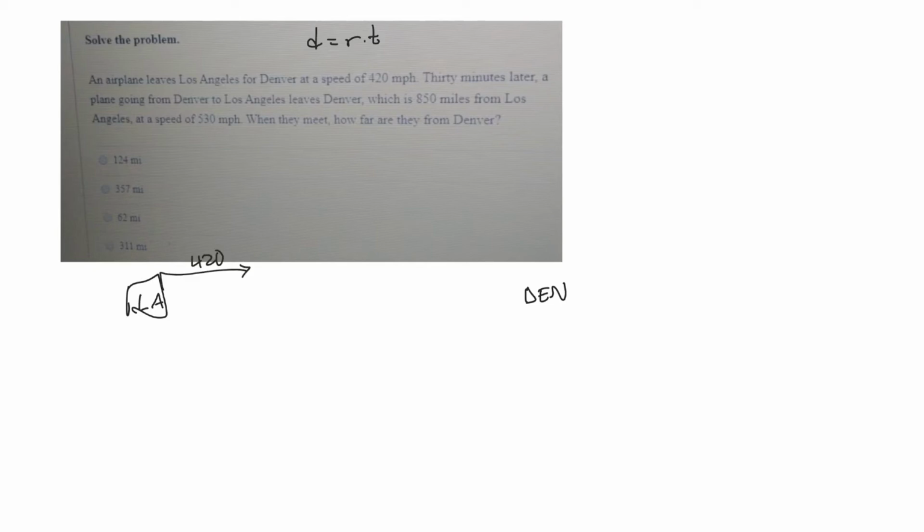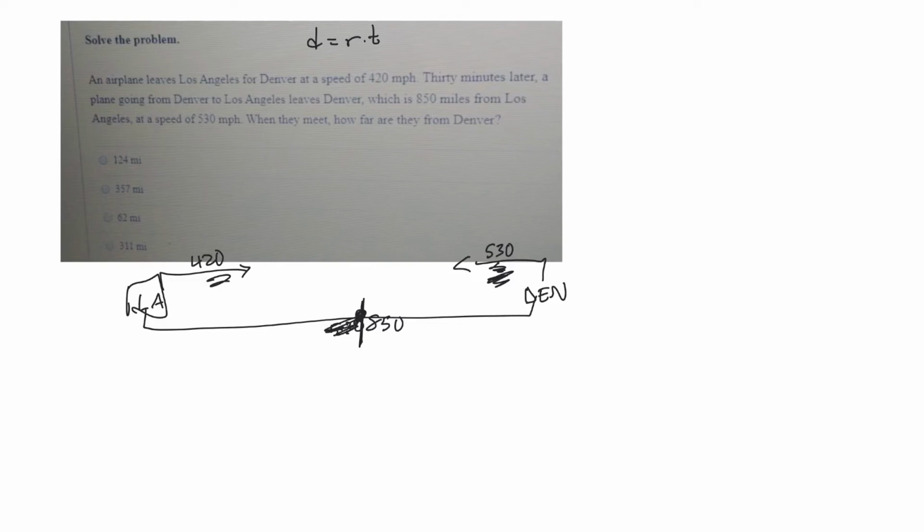Thirty minutes later, another plane goes the other way. It's traveling 530. And they say the whole distance between the two is 850. So they're asking, when do they meet? This one's going slower than this one, but this one left a half hour earlier. So I don't know if it'll be in the middle. We'll say somewhere there.